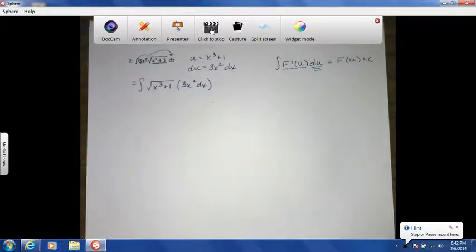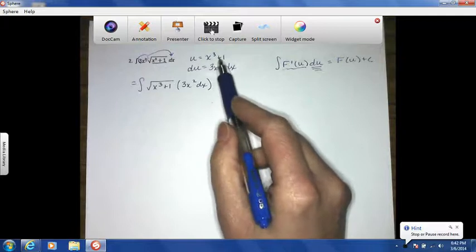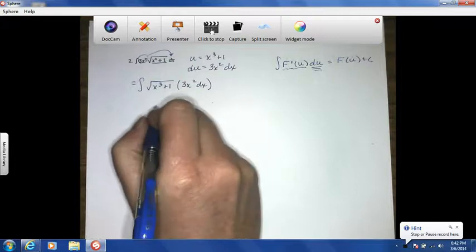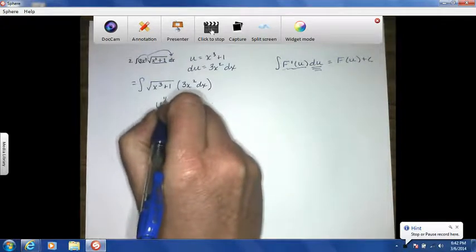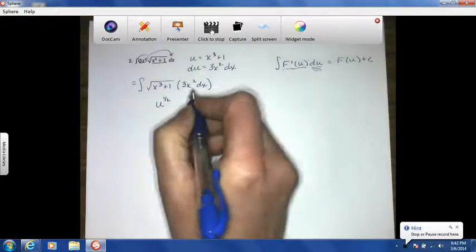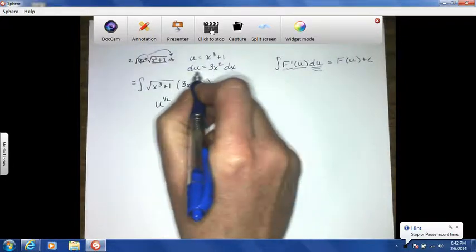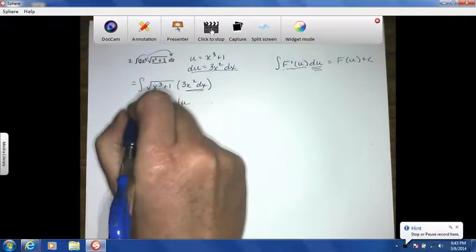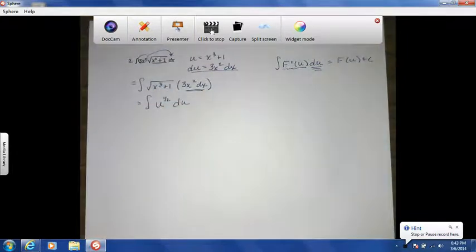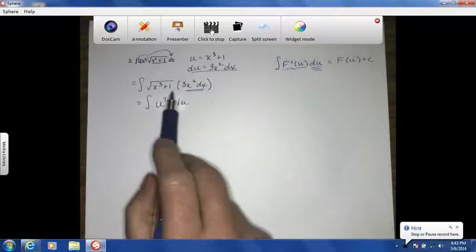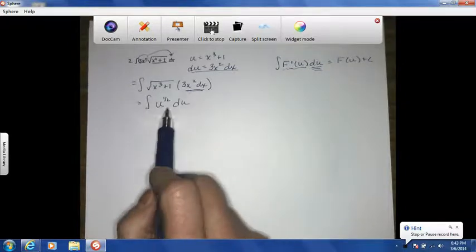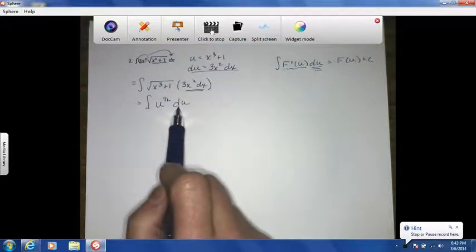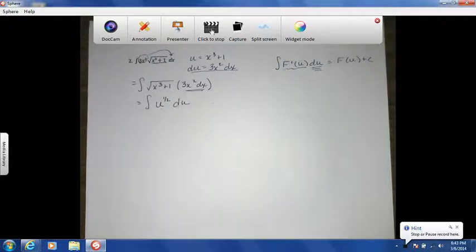Now, looking at this, I should be able to find these two pieces in my integral. This first piece right here is going to be u to the 1/2 power, the square root. And then this piece right here, 3x squared, that's exactly what we need, and replace it with du. So using the substitution variable of u, we can rewrite this more complicated integral into something that's easier to work with. Once we get it into this more manageable integral, once again, we are going to use the power rule.